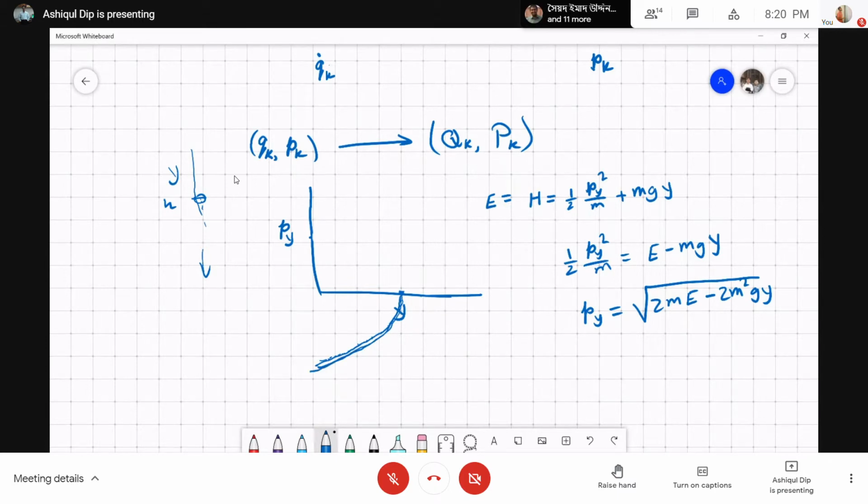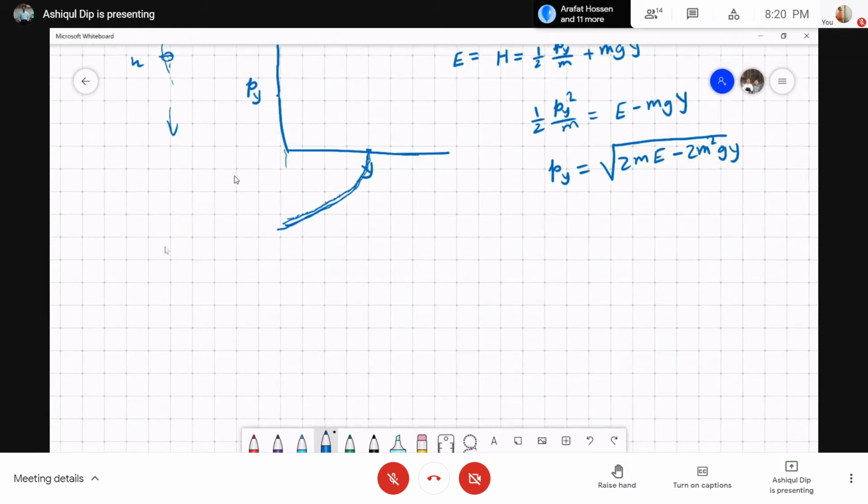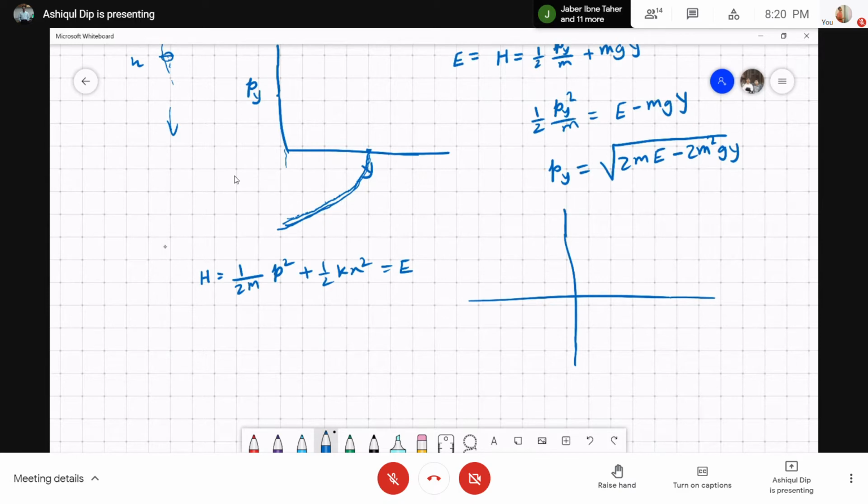Do you agree? Yes. Okay, so what happens in phase space for a harmonic oscillator? We know a harmonic oscillator has a Hamiltonian of 1 over 2m p squared plus half kx squared. This thing is a constant. So what would it look like on a phase space plot? Ellipse. It would look like an ellipse.